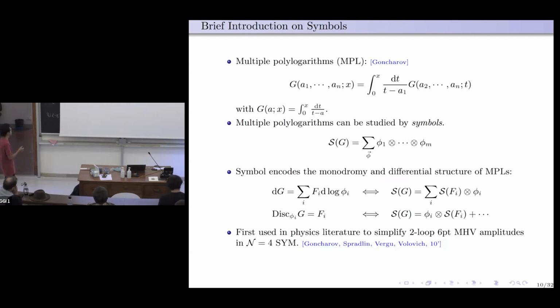And in detail, these symbols encode the monodromy and the differential structure of these multiple polylogs. Saying that, for example, if I have a function g, and the differential equals the log of some factor phi with the derivative capital F, then this phi contributes to the final entry of the symbol. And reversely, if this g has some branch point at the function small phi, with the discontinuity equal to this capital F, then the small phi contributes to the first entry of the symbol, and thus other branch points.